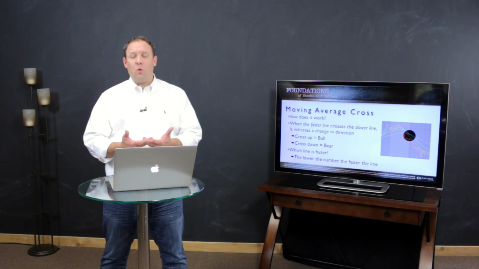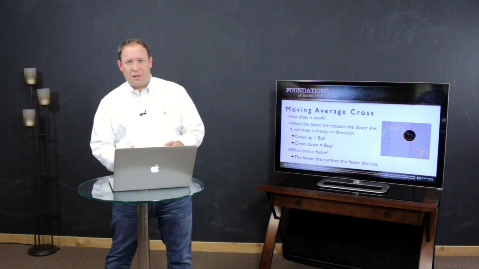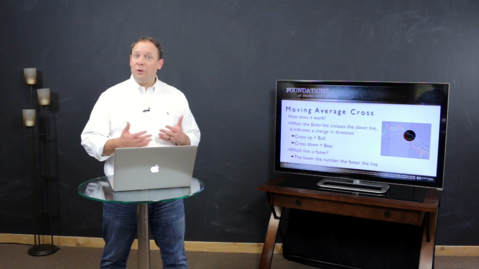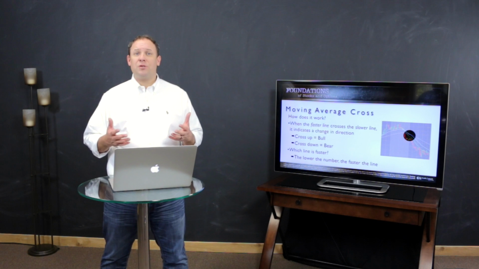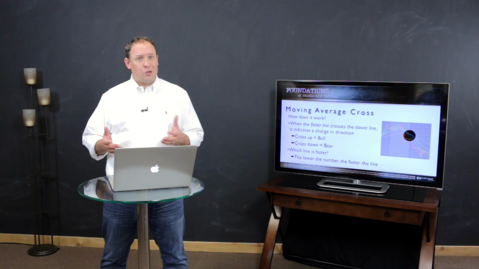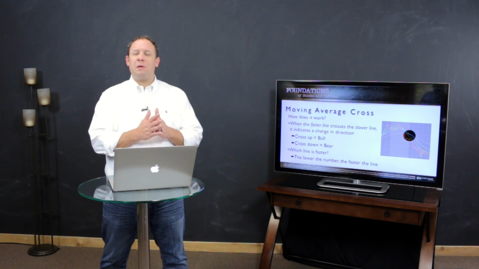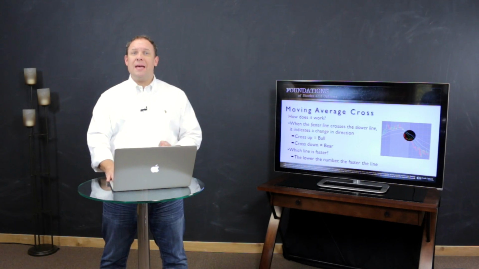Now, let's understand which line is faster. We've already said it's the lower number. That's going to be the faster line. Oftentimes I get people ask me though, Jeremy, what happens when the slow line crosses the fast line? And the answer is it cannot happen. Remember, it's too slow. The fast line will always react faster, and you can always remember which one it is because it's the lowest number.